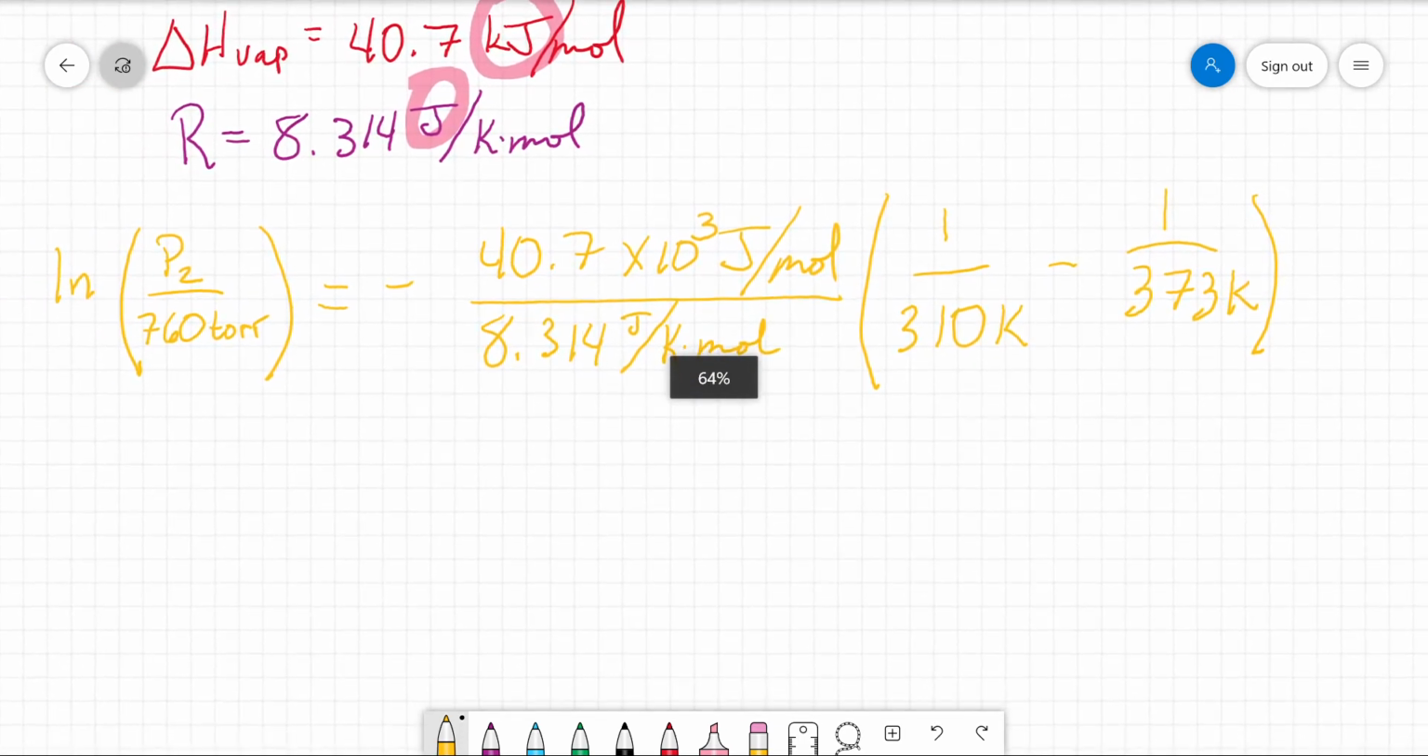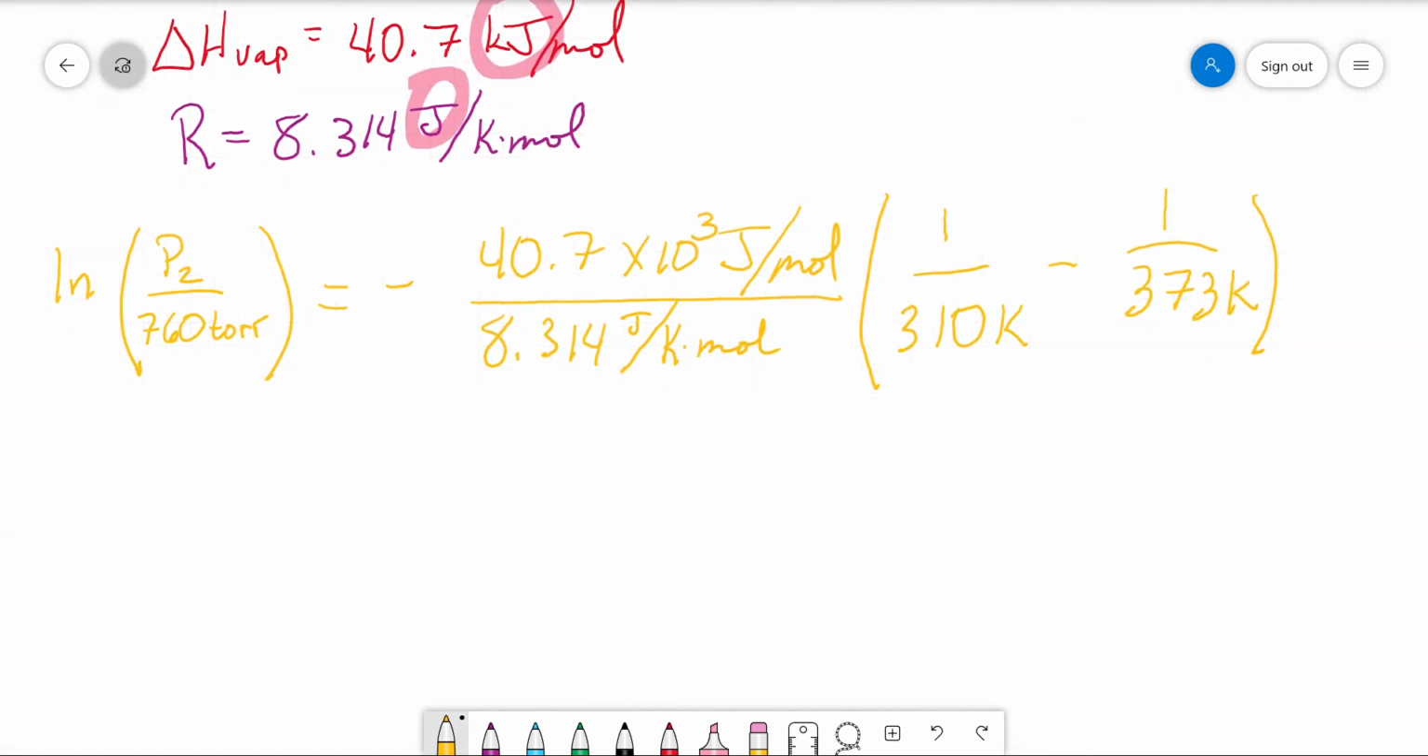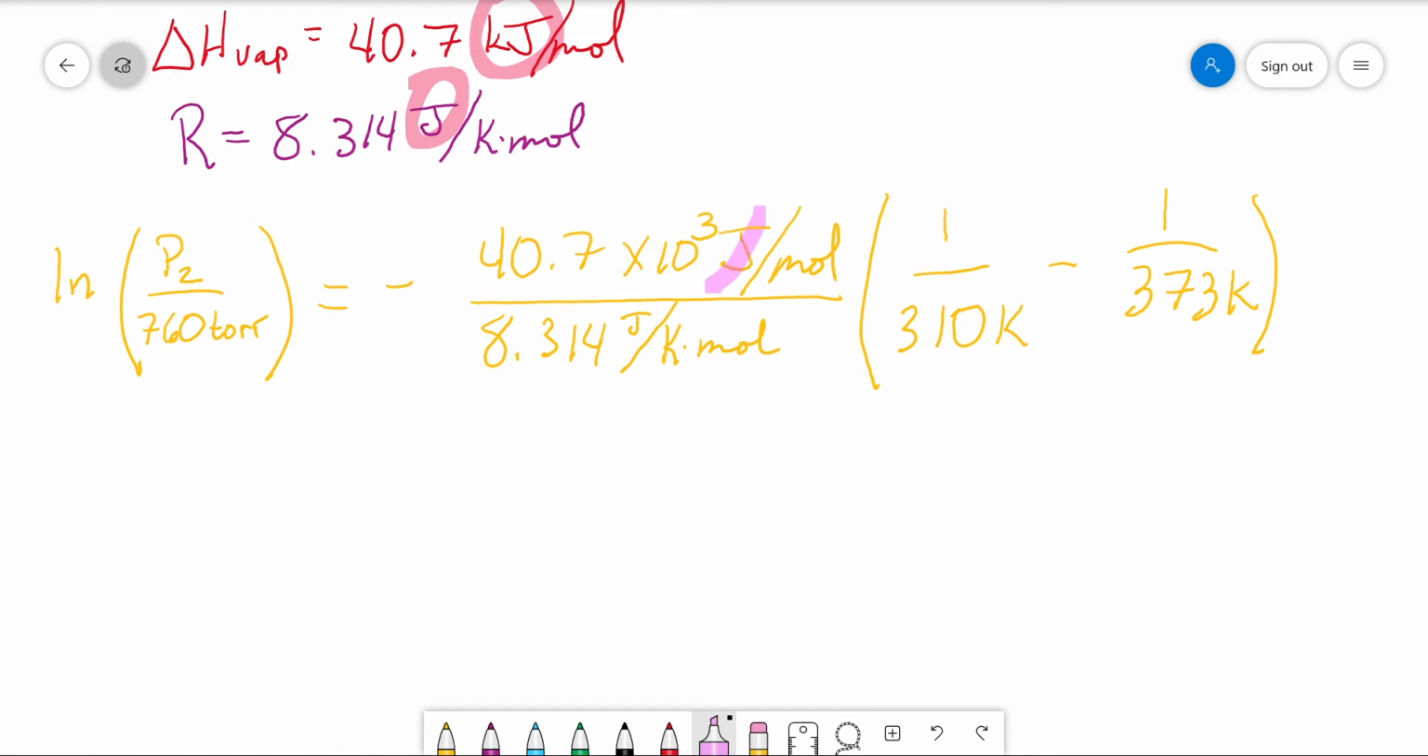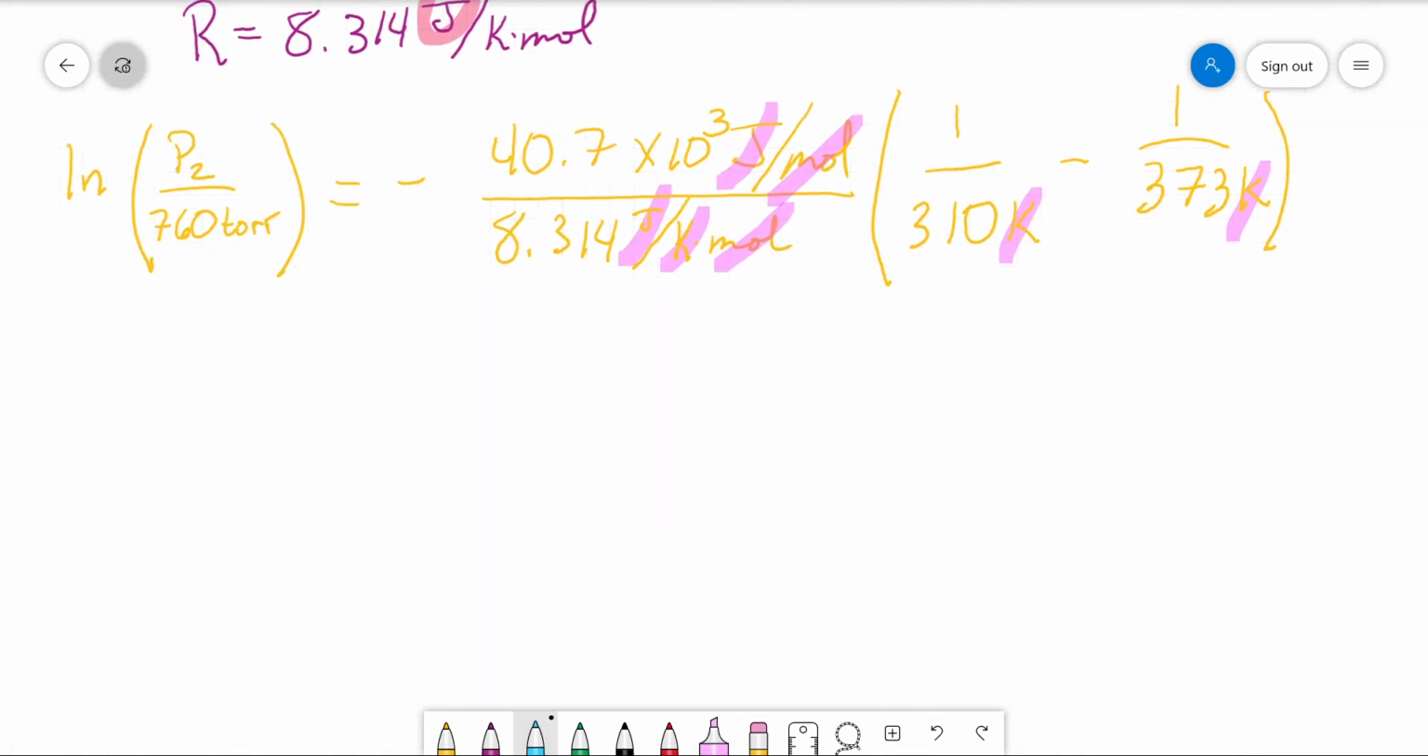Now let's go through and simplify. What I'm going to do is simplify the right and leave the left alone. You'll see why in a second. Let's just think about our units here for a second. So the joules cancel out here. This becomes 1 over Kelvin. And here we have 1 over Kelvin, so that cancels out. Moles cancel out. Okay, so we really don't have any units left on the right hand side. So let's go ahead and simplify. I'm just going to copy down the left.